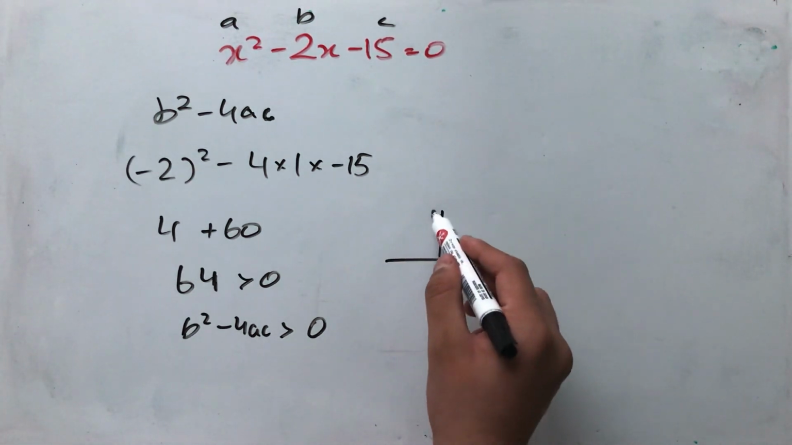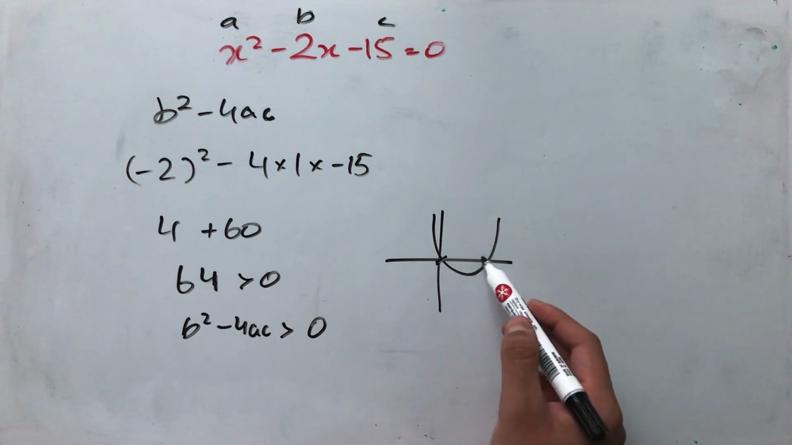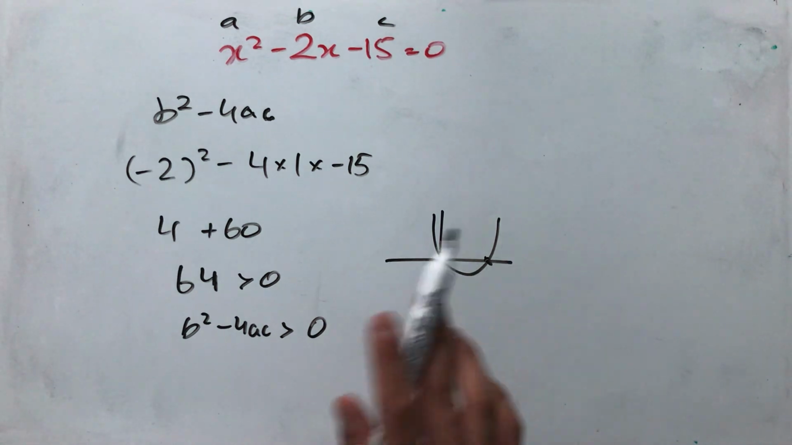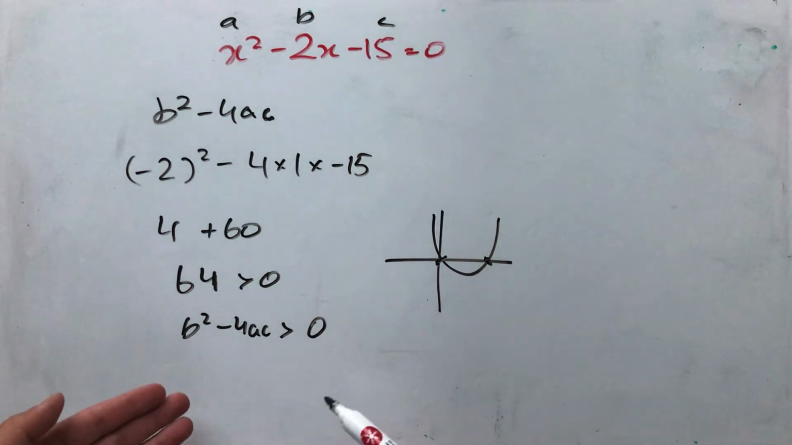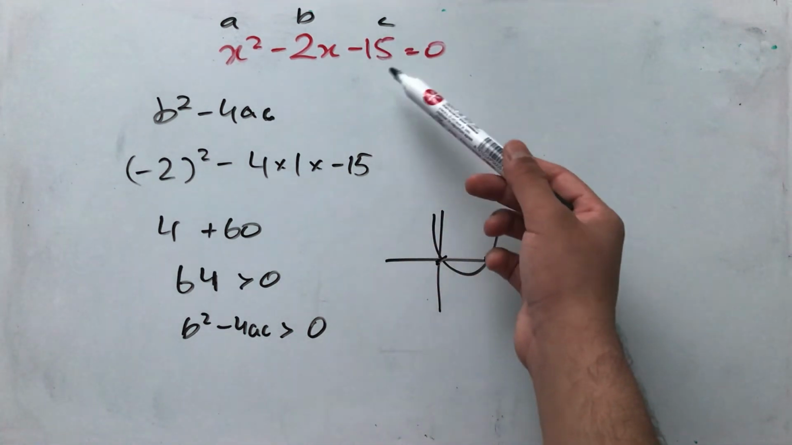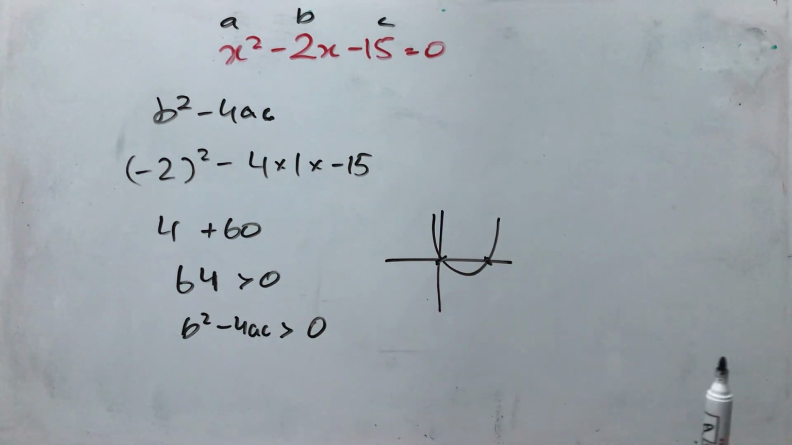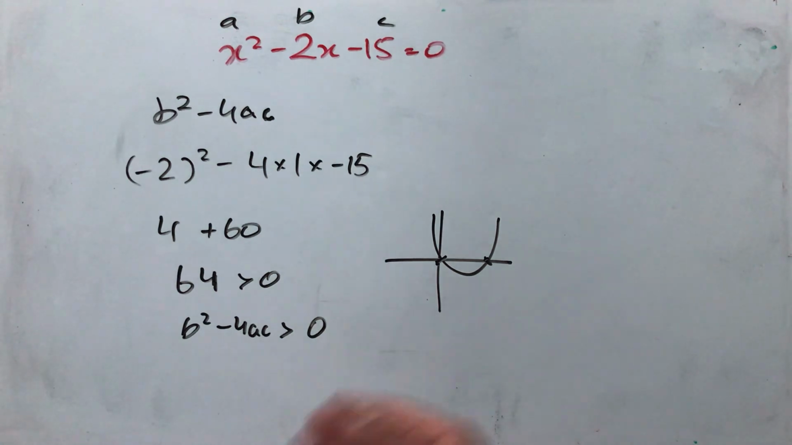Obviously, I'm not sketching it perfectly here, but whatever shape it is, wherever it is, it will cross the x-axis twice. And we also know that when we solve this quadratic equation, we should get 2 different answers. If we don't, we've done something wrong. So that's where the discriminant is super useful.